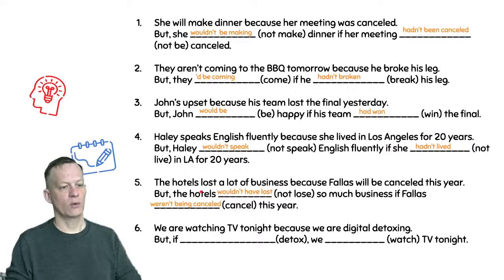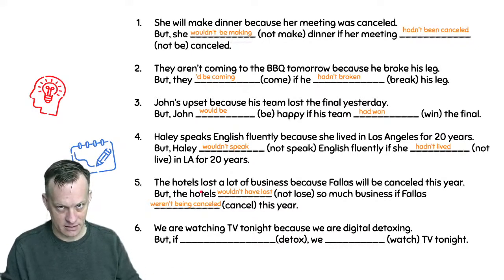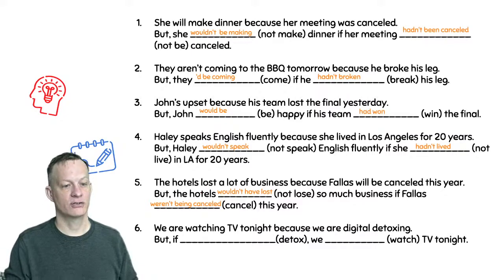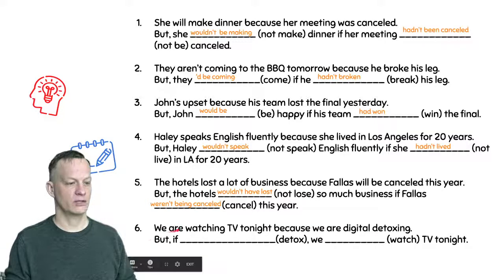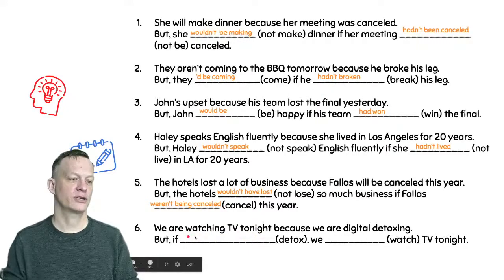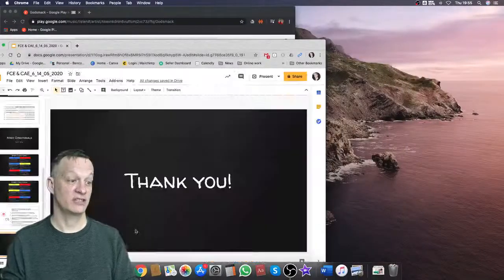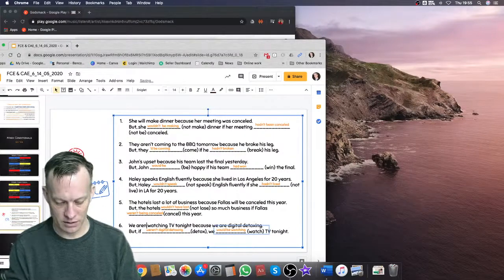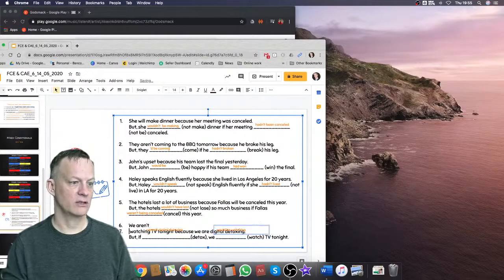Last one. We are watching TV tonight because we are digital detoxing. Oh no, it should be we aren't watching. Oh no. We aren't watching TV tonight. Yeah, if you're digital detoxing, you can't watch TV. You're not allowed to watch TV. We aren't watching TV. Don't look at my answers. I know you're all looking at my answers.